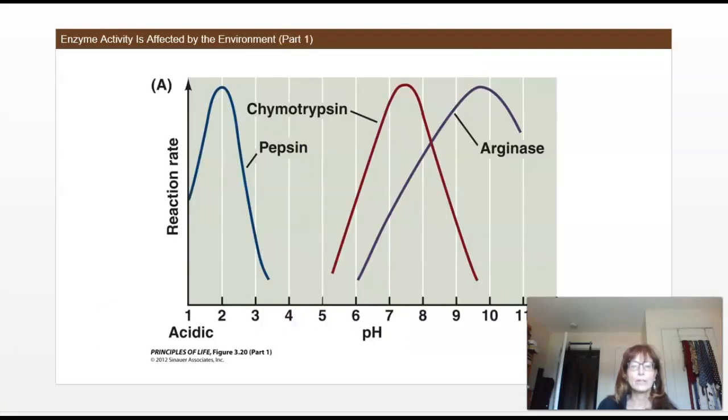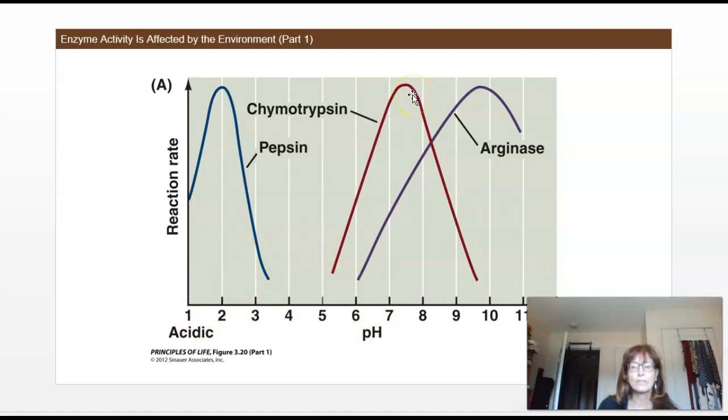So we're just getting a bigger view of it here. The environment can change the activity rate of the enzyme. Most enzymes, therefore, by design, are designed to operate in the range that's ideal for them. So pepsin's found in the stomach because that's what the pH of the stomach is.